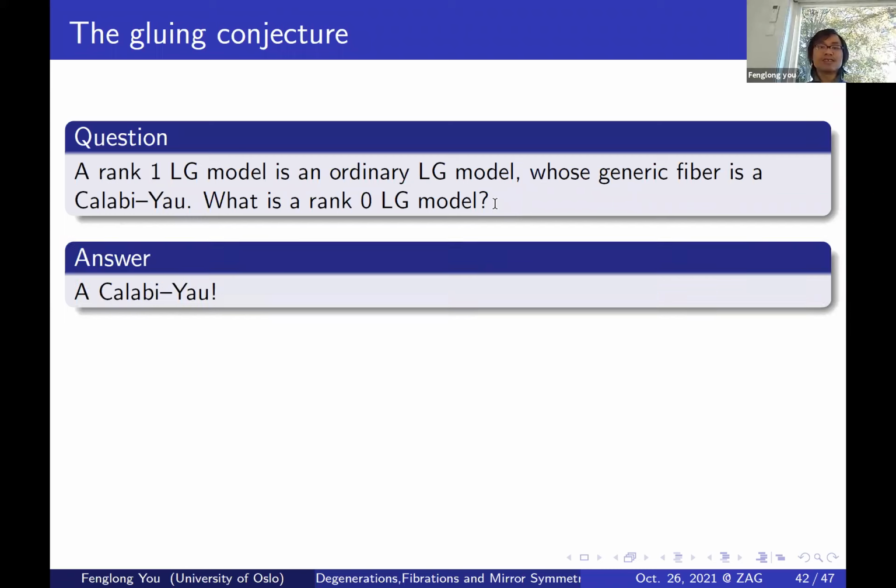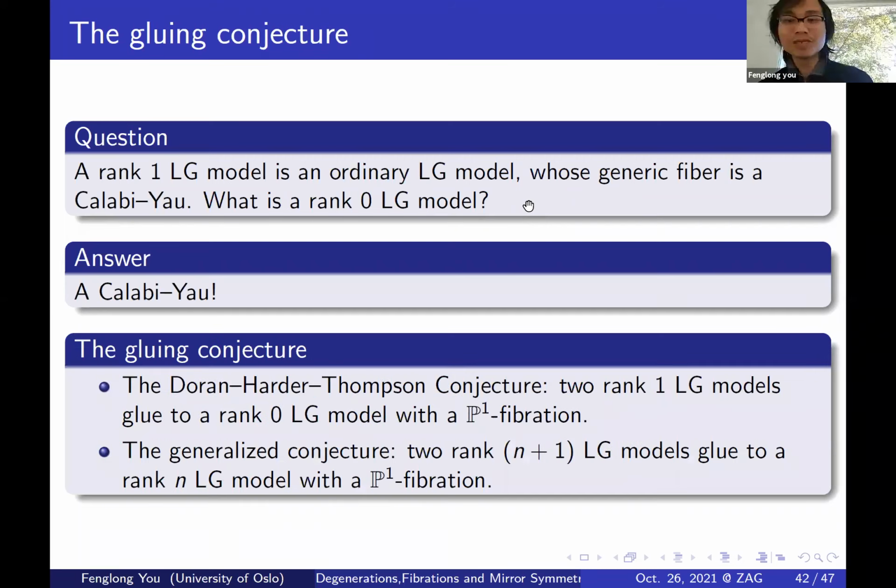A rank 0 Landau-Ginzburg model is just a Calabi-Yau, because the base of the Landau-Ginzburg model is just a point. So it's a Calabi-Yau fibration over a point. So it's a Calabi-Yau. And with this, you can consider the original conjecture by Doran-Harder-Thompson as gluing 2 rank 1 Landau-Ginzburg models to a rank 0 Landau-Ginzburg model with a P1 fibration.